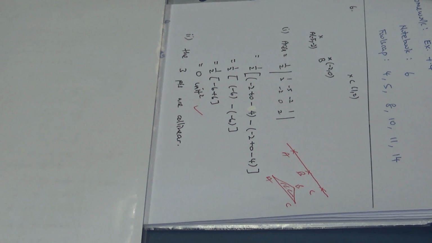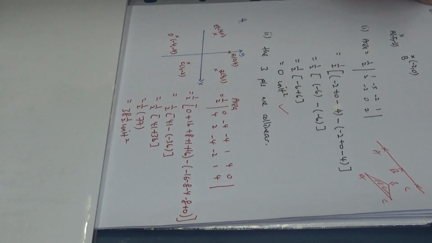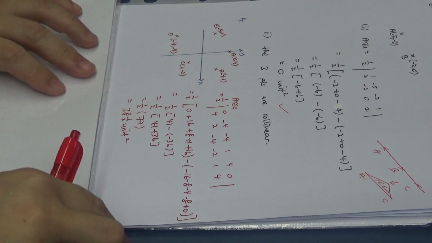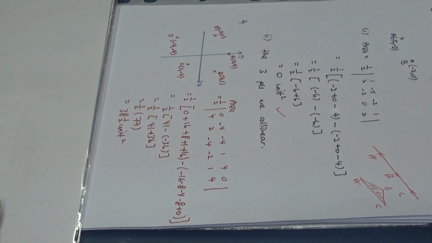Next, I'll move on to question 4. They gave you the coordinates of the vertices of a pentagon. Now, pentagon is 5-sided. That means there are 5 vertices. Find the area. What we need to do is that we will have to apply the area formula, and do it slowly, then we can get the answer.